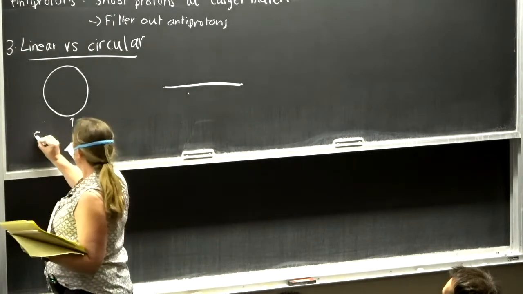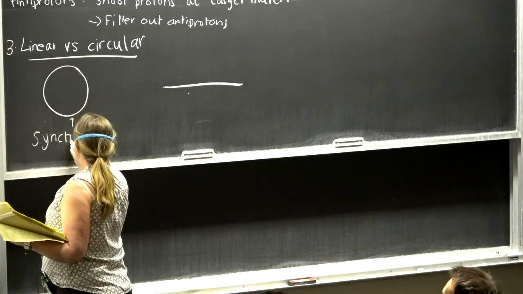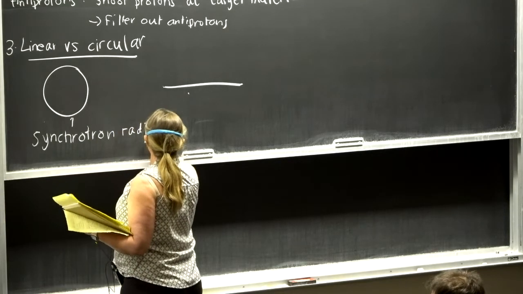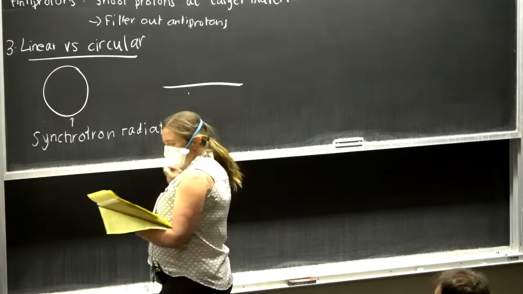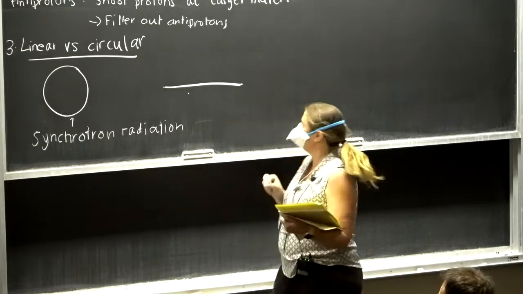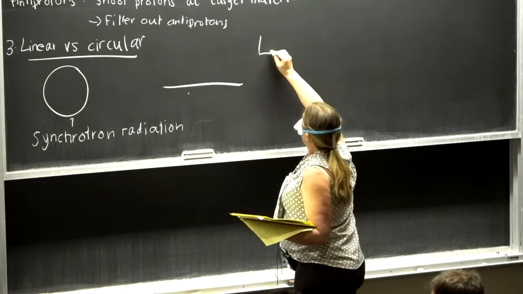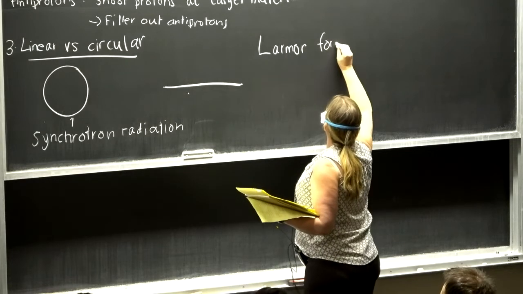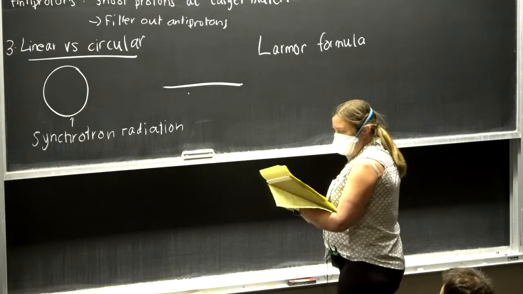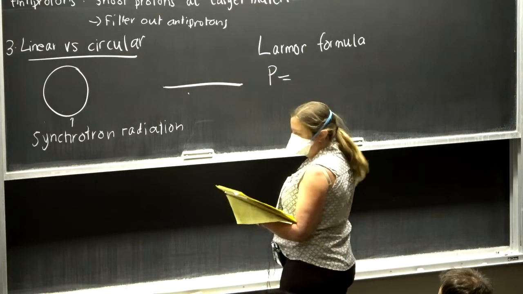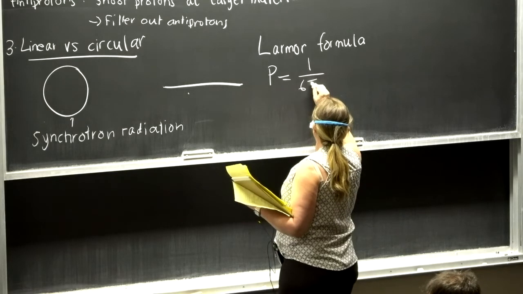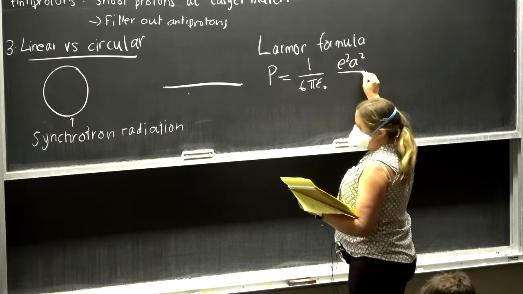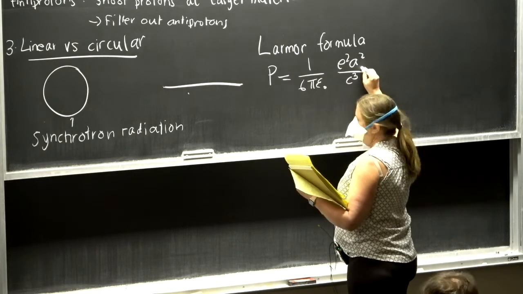Okay, and so one of the main problems that we have is something called synchrotron radiation. That's something you've seen in various electromagnetism courses. It's controlled by the Larmor formula, which is simply the power. It's going to be 1 over 6 pi epsilon naught, e squared a squared over c cubed, times gamma to the 4.